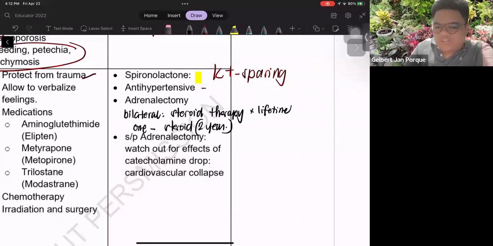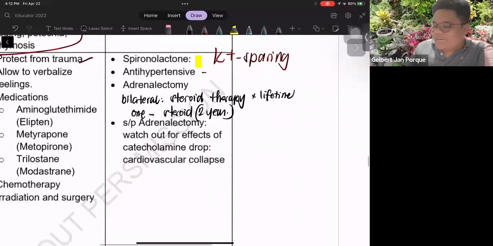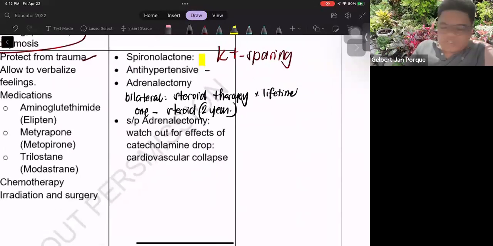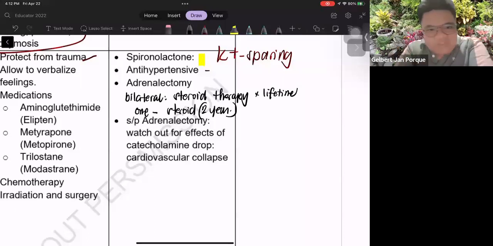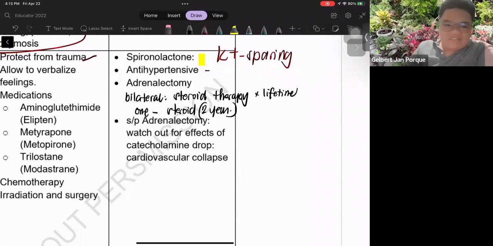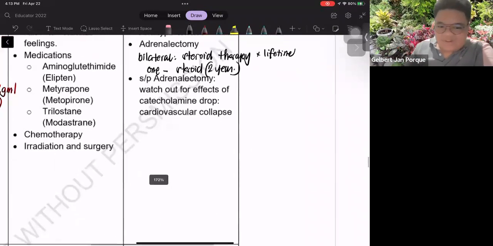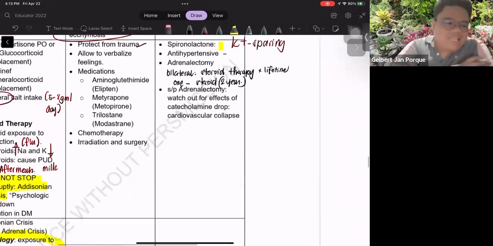Now, class, after adrenalectomy, watch out for the effects of catecholamine drop. Because we removed the adrenal gland, the tendency is that there is no more epinephrine, no more norepinephrine. That's what you refer to as catecholamine drop. So cardiovascular collapse would be one problem. That's why, class, you need to have substitutes for that also. Okay, that's it, class, for your adrenal gland problems.